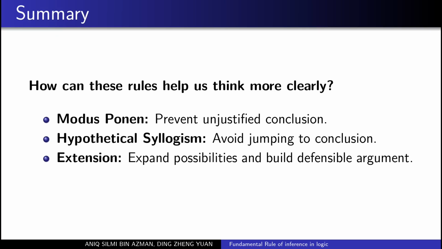Before we end, you may be curious how these inference rules can help us think more clearly. Modus ponens is useful to prevent unjustified conclusions. As you can see just now, we can only make a conclusion when the conditional statement is convincing and the antecedent actually happened. Besides, hypothetical syllogism can also avoid jumping to conclusions.